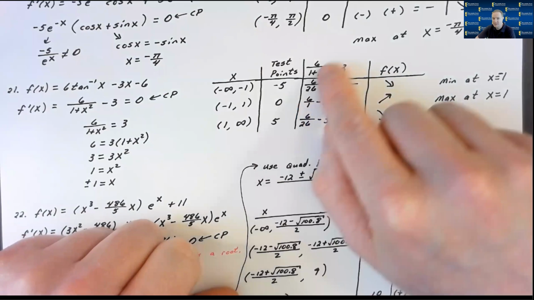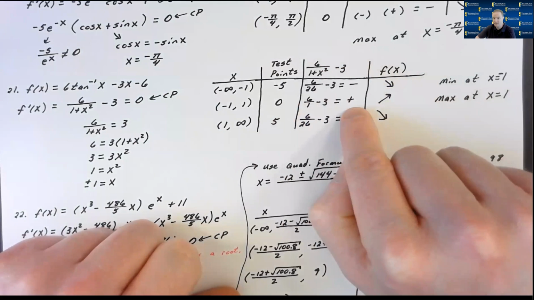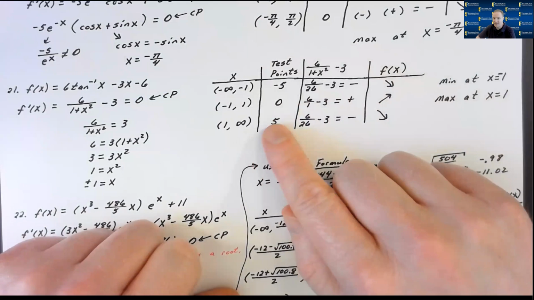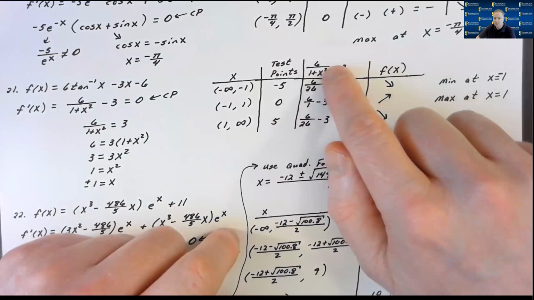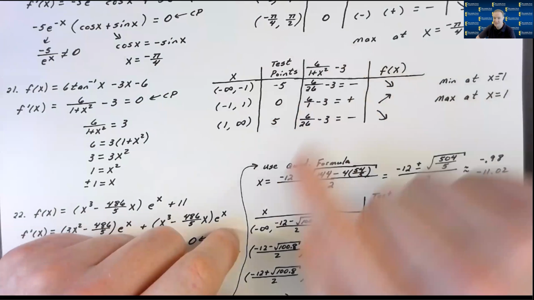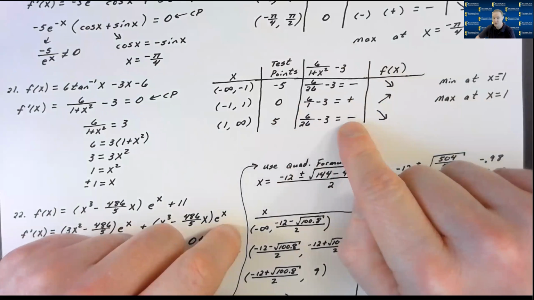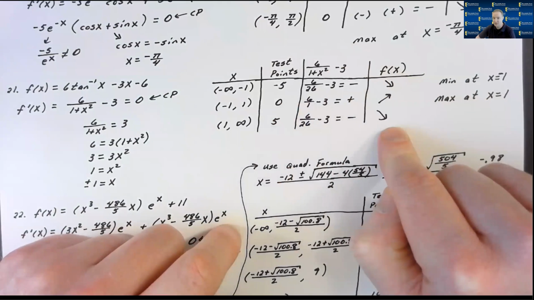When I plug in a 0, I would have 6 over 1 minus 3. That would be a positive. Function's increasing in that region. Now, what about the last region? Well, it's going to be the same as the first. Whether you plug in a 5 or a -5, this first portion is going to be 6 over 26. You're subtracting a 3 from that, and that's showing you that your first derivative is negative in that region and that your original function must be decreasing.